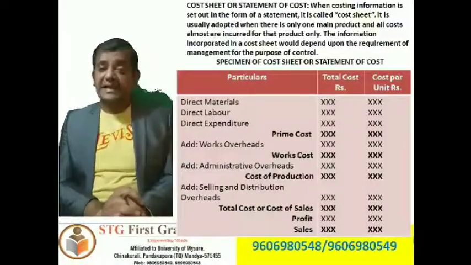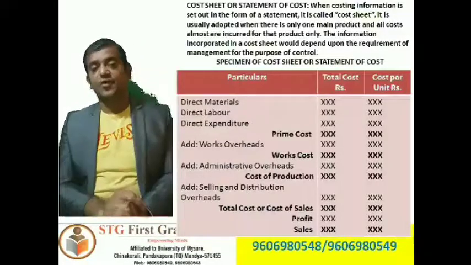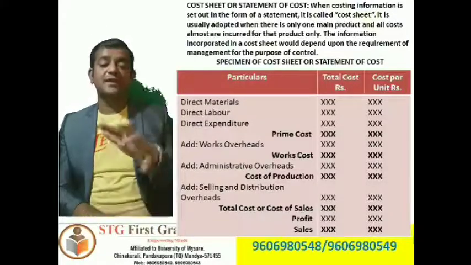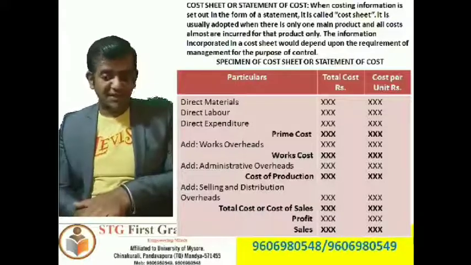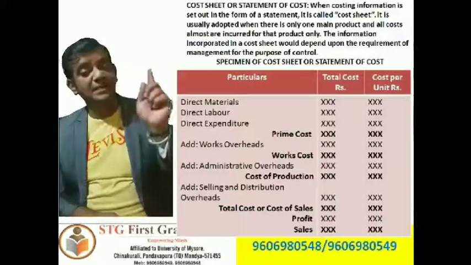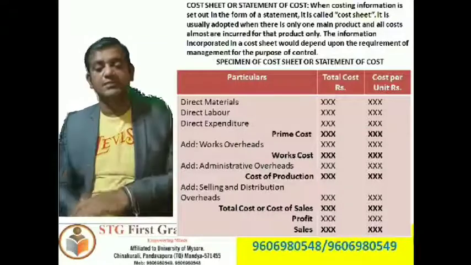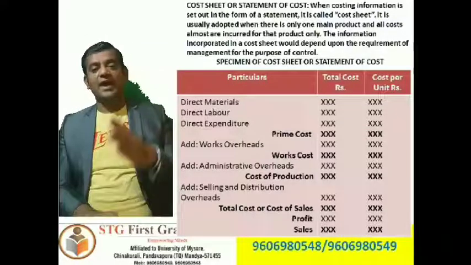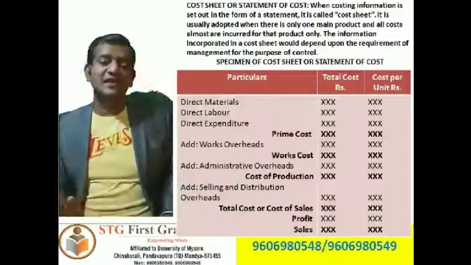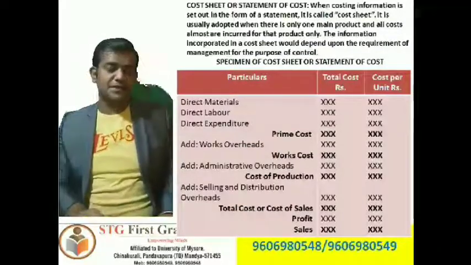Okay. So let us understand how to prepare a cost sheet, a statement of cost. For that, first you should know how to make the format. It is in vertical form. The table goes like this: particulars, total cost, cost per unit. As we have learned the formula, we are going to arrange it in vertical form. Clear? We are going to write it as a statement instead of a formula.